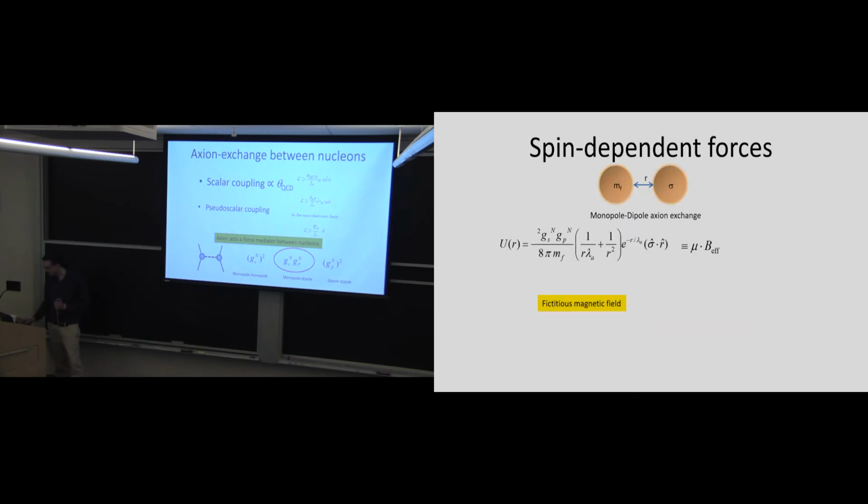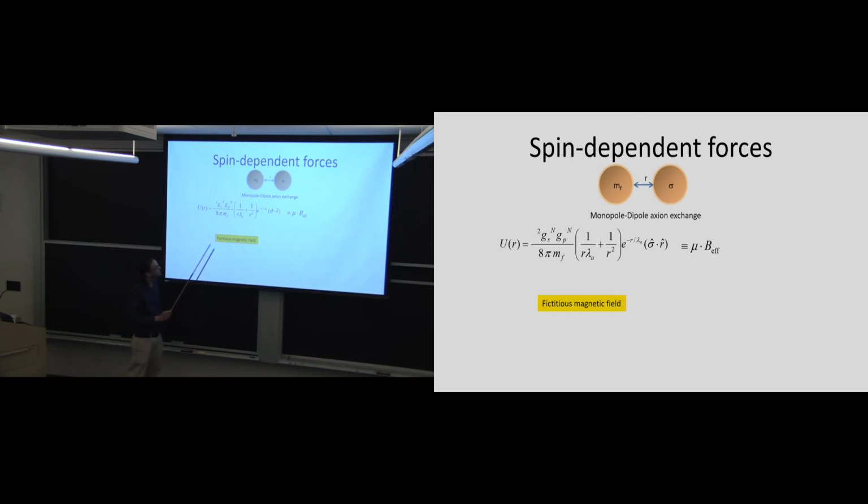So if I have a mass and a spin, there's an interaction between the mass of one fermion and the spin of another. I can write down a potential due to this axion exchange, which basically goes like sigma dot r, where sigma is the spin of the fermion and r is the distance from it to a nearby mass. It's exponentially suppressed, where lambda a is the Compton wavelength of the axion. So the mass of the axion is basically setting the range over which this force exists.